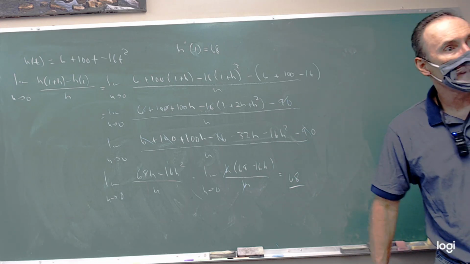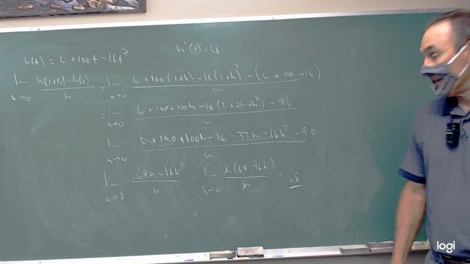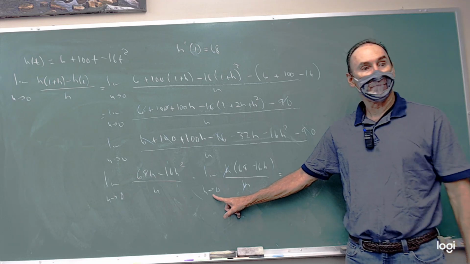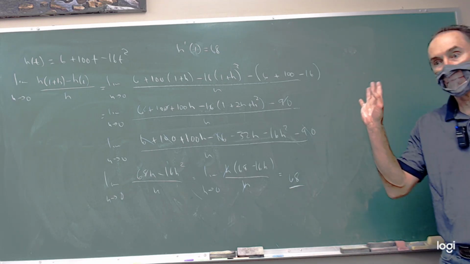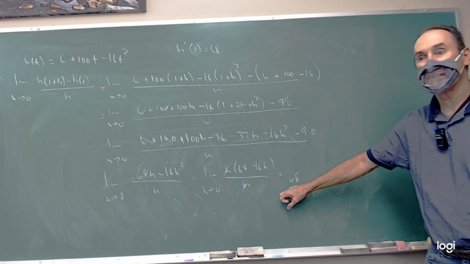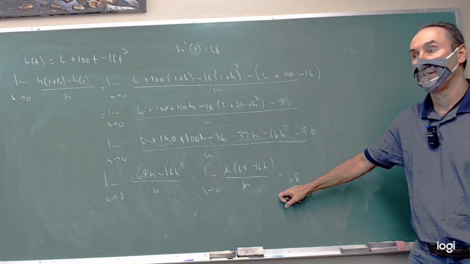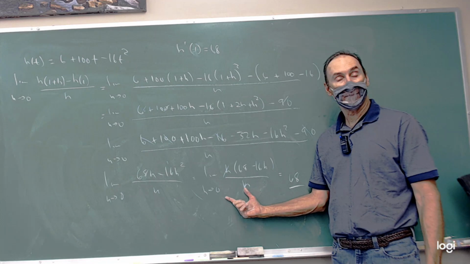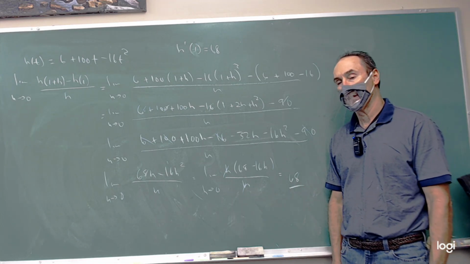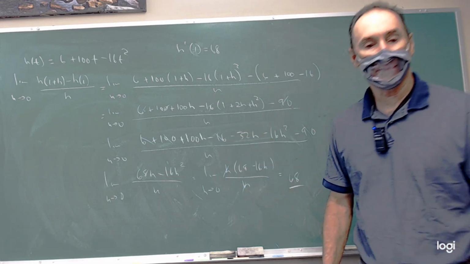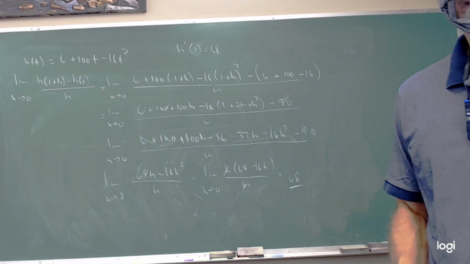Wait, 100 or negative 16h? Because h goes to 0, so direct substitute that in, and it goes away. So all this stuff we did last year in AP Prep was so that when we get to here, all we have to worry about is the calculus, that limit stuff. Because this other stuff is all new. It was just writing and not really processing.